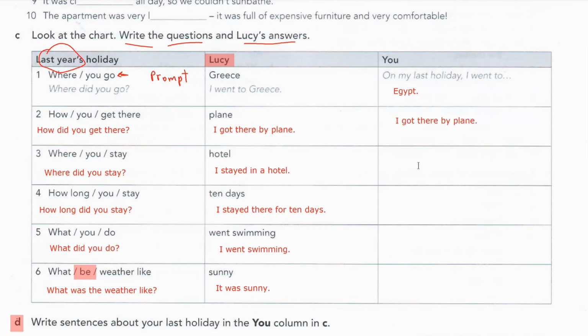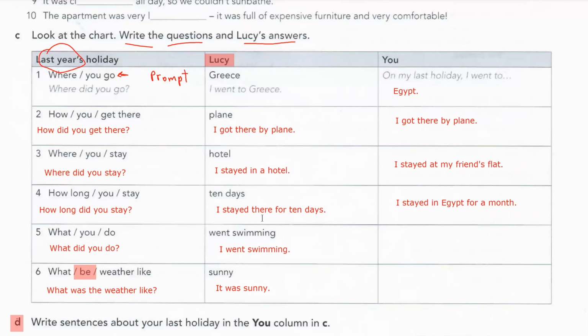And where did you stay? So I stayed in a hotel, or I stayed with my friends, maybe. If you have a friend in Egypt, I stayed at my friend's house. Or you can say friend's flat. And how long did you stay there? I stayed in Egypt for, let's say, a month. Why not? It's a hot country, nice country. So I stayed in Egypt for a month.